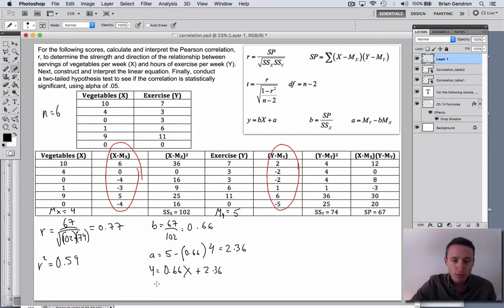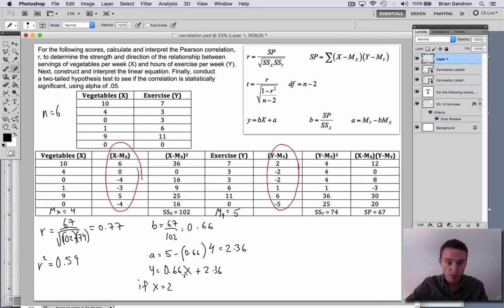And so what we can now do, if we wanted to, is plug in hypothetical values of x to determine what y might be in that case. So for example, let's say, what about x equals 2? If x equals 2, what will y be? At least, what is our prediction of y with the least amount of error? So if somebody eats 2 servings of vegetables per week, what can we predict is the amount of exercise that person has? And so essentially all you do is plug in an x value of 2 into your linear equation to predict y.